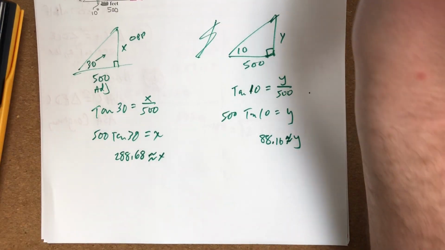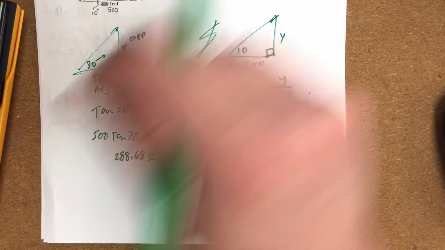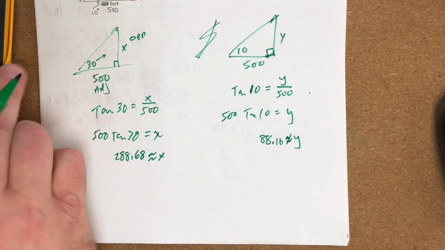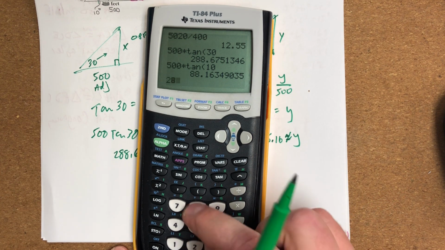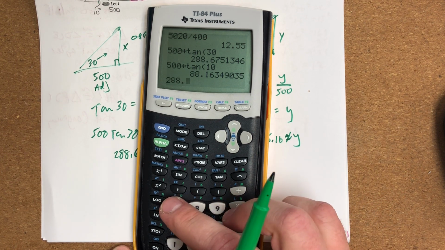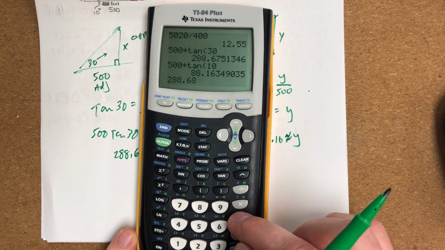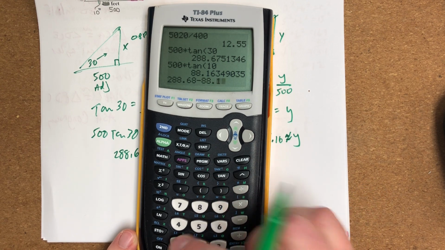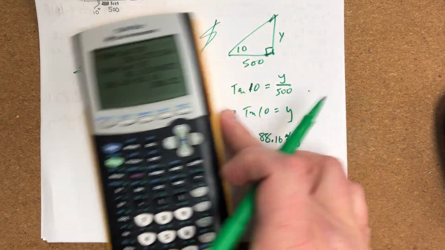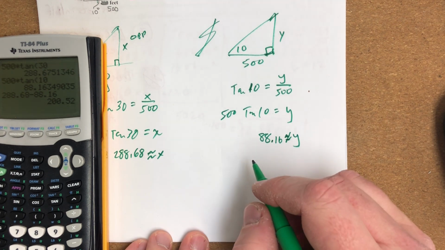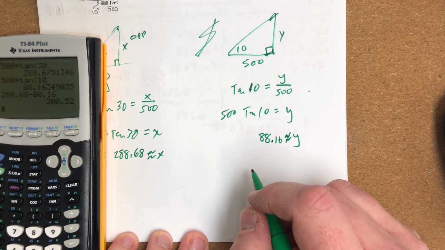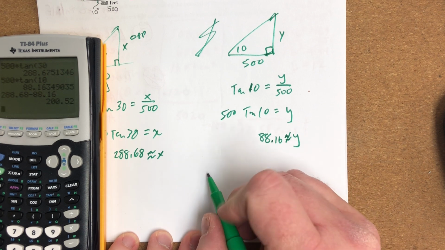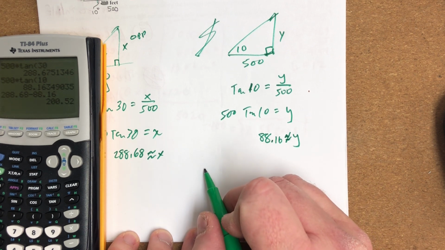Okay. Well, I know the flagpole is going to be the difference of those two. So I'll take 288.68 minus 88.16, and I just chose to round to the second decimal place. The flagpole is 200 feet tall. I was like, this one's going to be silly.